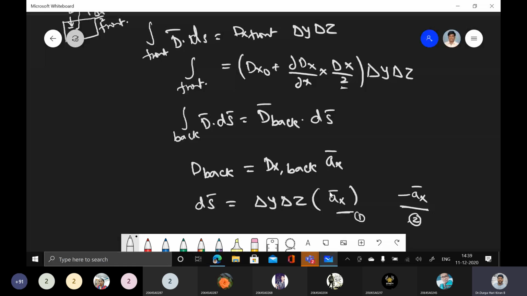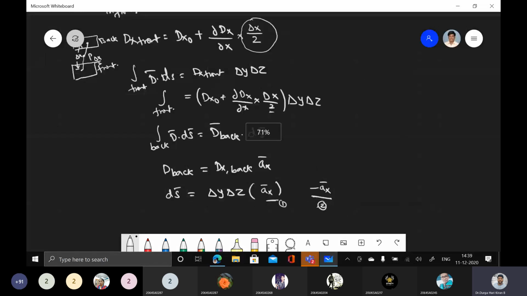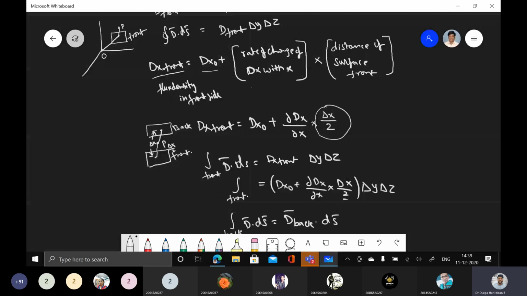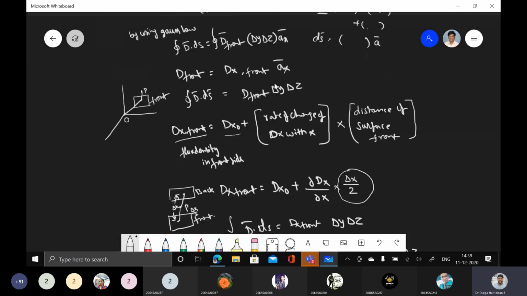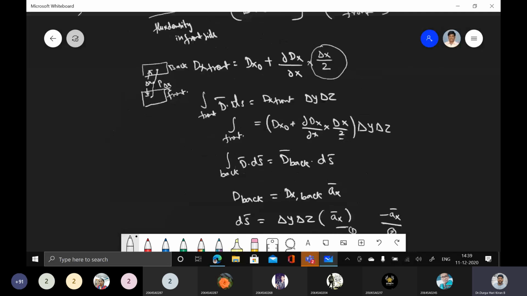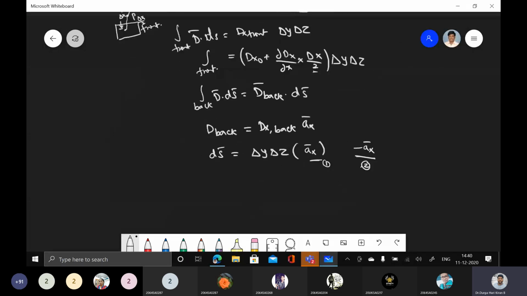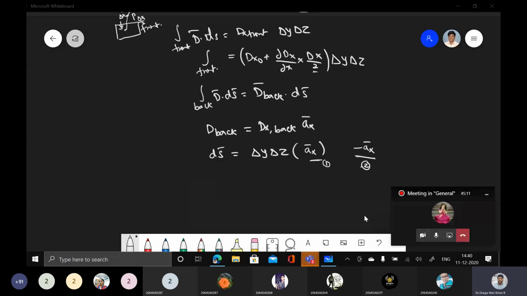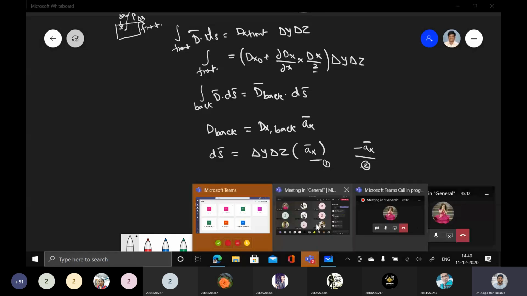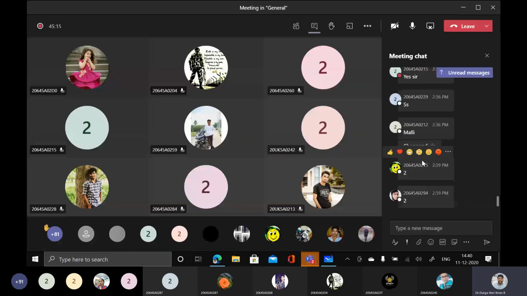Here what I have to write, for dS bar, look at what I took for the front. This is what I took for the front. So when writing for the back, should I take a_x bar or minus a_x bar? Which one should I consider? Okay, so that is minus a_x. I'll explain again at the end.